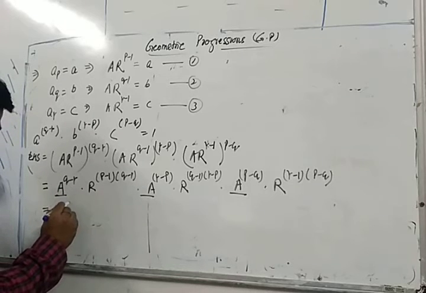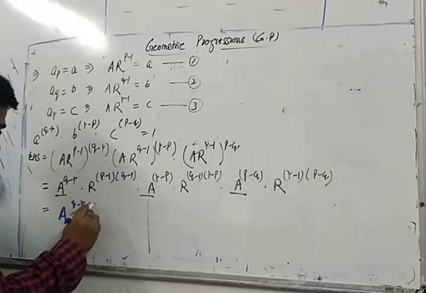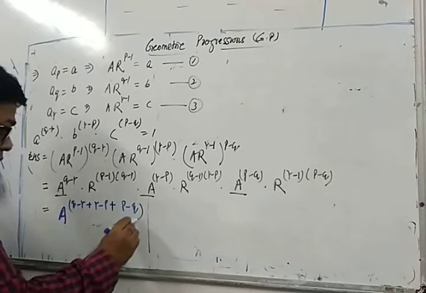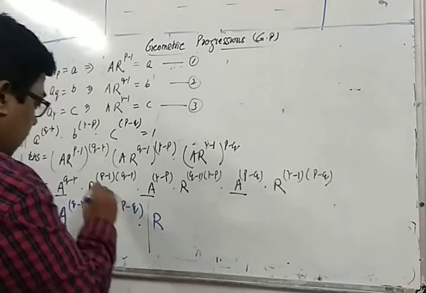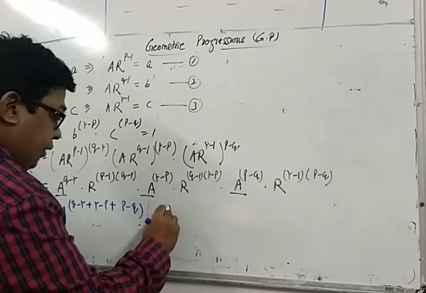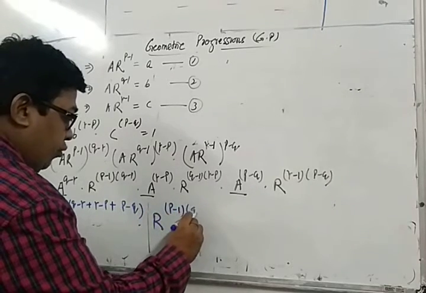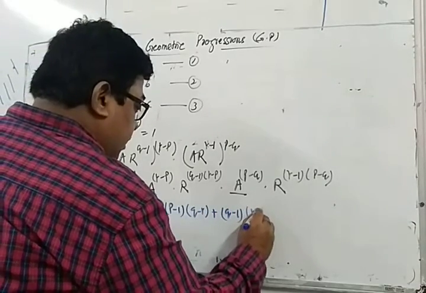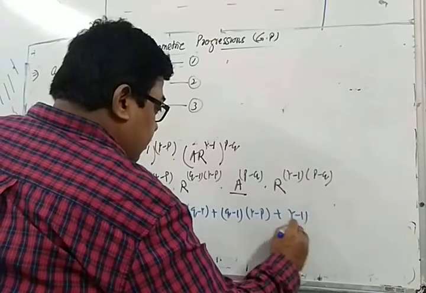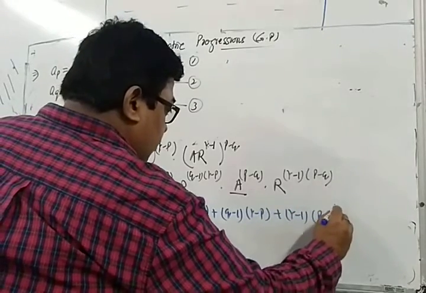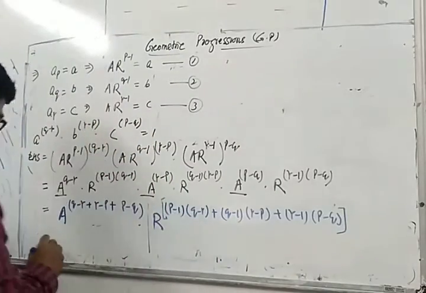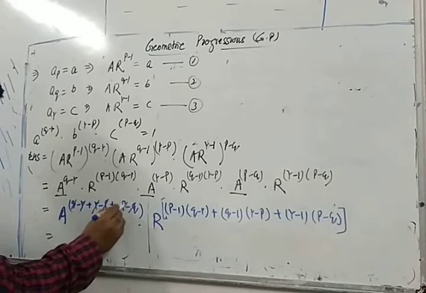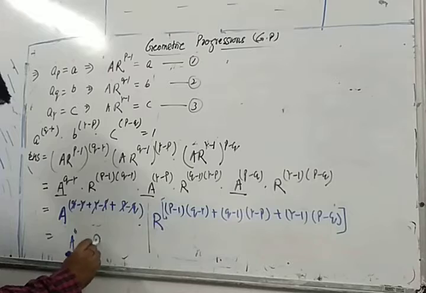So the powers will add: (q-r) + (r-p) + (p-q). And also in this r, we have (p-1)(q-r), (q-1)(r-p), (r-1)(p-q). After that, we can see a to the power q minus r plus r minus p plus p minus q, so a to the power 0.